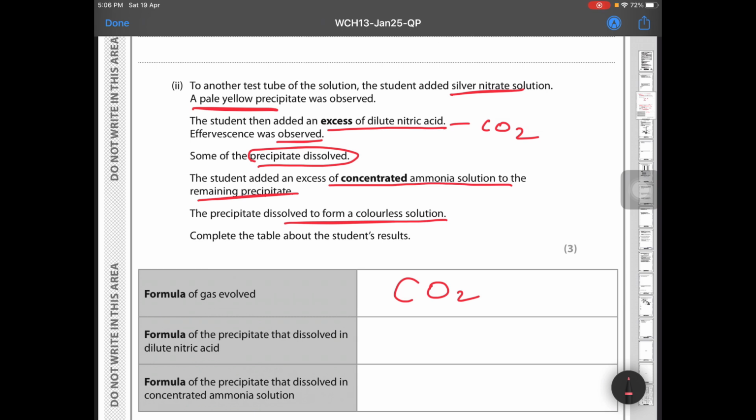So it says the formula of the precipitate that dissolves in nitric acid. Silver nitrate is added with excess of dilute nitric acid. So the precipitate will be silver carbonate. And in excess of ammonia, it dissolves. So for the bromide precipitate, when you add excess ammonia, especially concentrated ammonia, the bromide precipitate will dissolve. So this will be silver bromide.